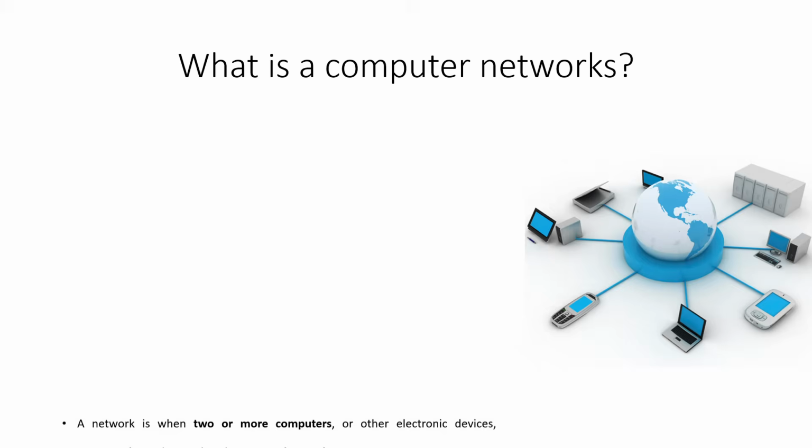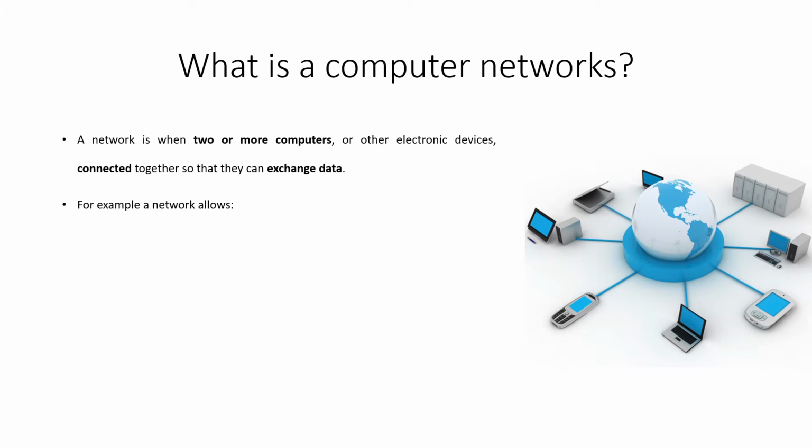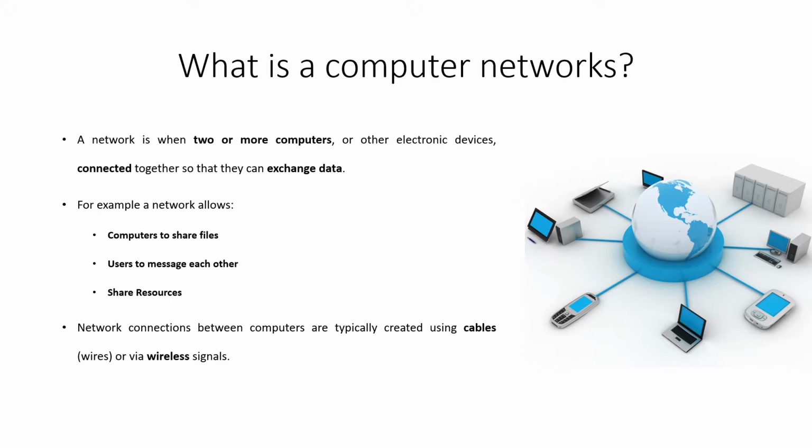What is a computer network? A computer network is when two or more computers are connected so they can exchange data. It can be either a computer or any electronic device. For example, a network allows computers to share files, users to message each other, and share resources. Networks can be either with cables or wireless.